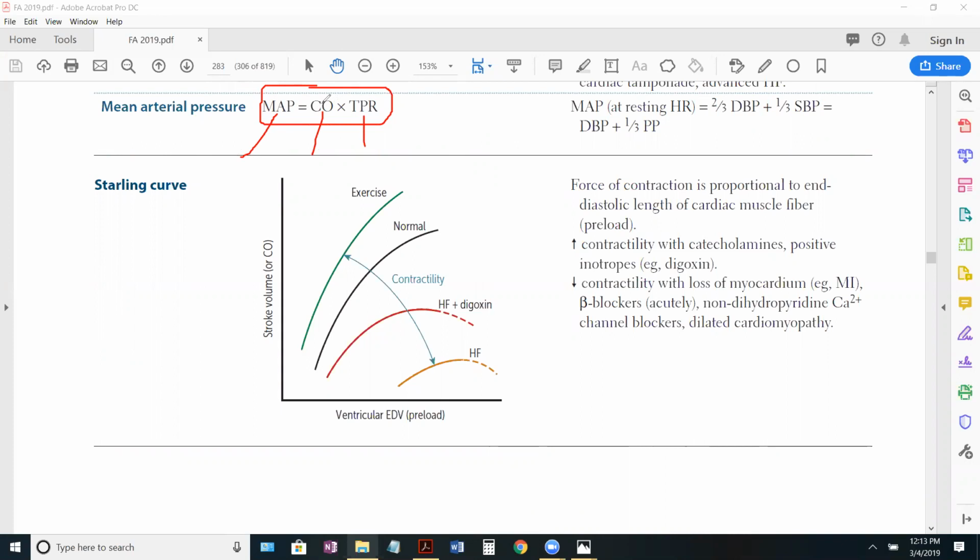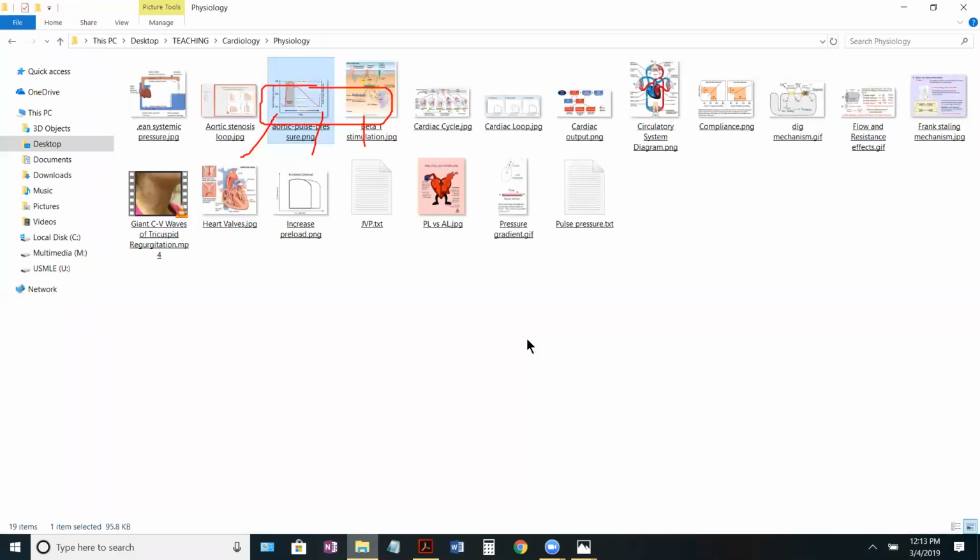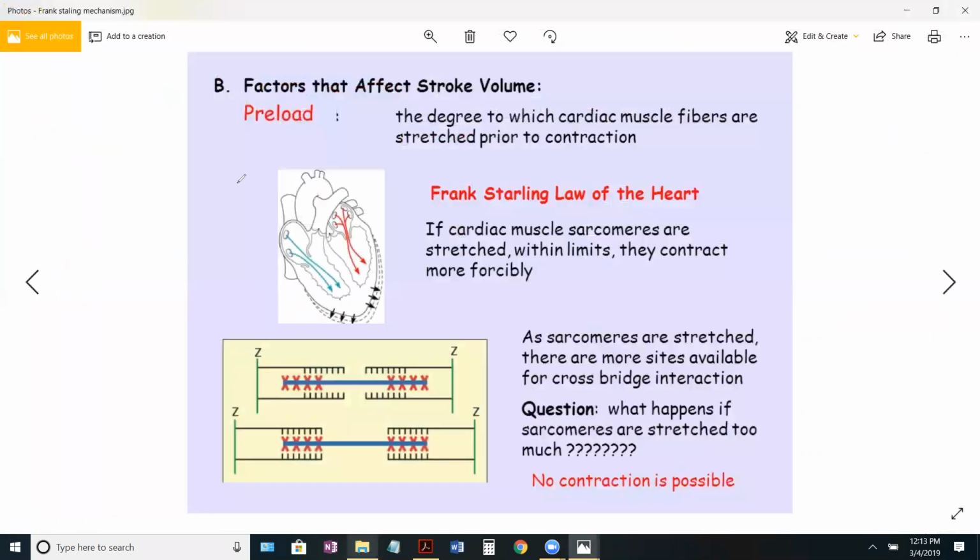Okay, very good. So there is a concept in cardiology, and that is the Frank-Starling mechanism. Do any one of you know the Frank-Starling mechanism? Do you think that the preload? The pressure. Are we talking about the oxygen curve? No, I'm talking about the Frank-Starling mechanism.